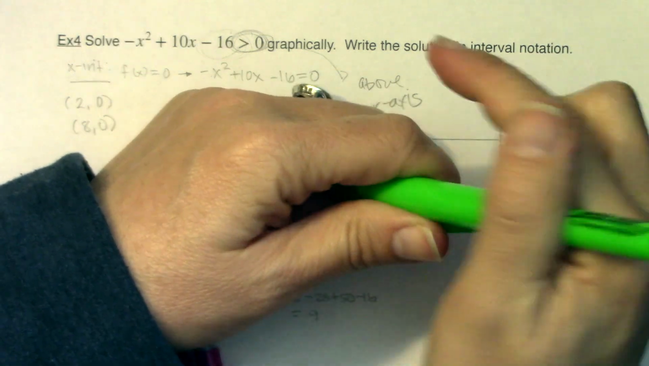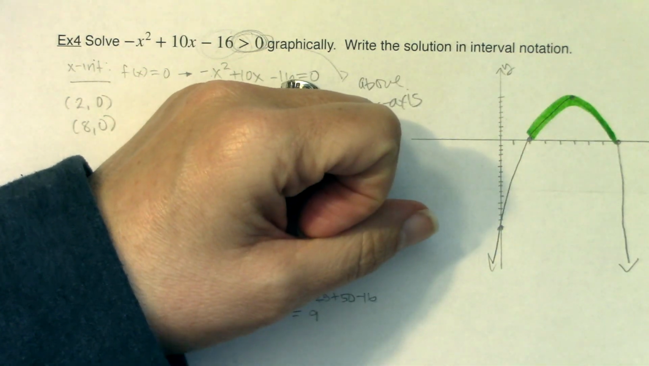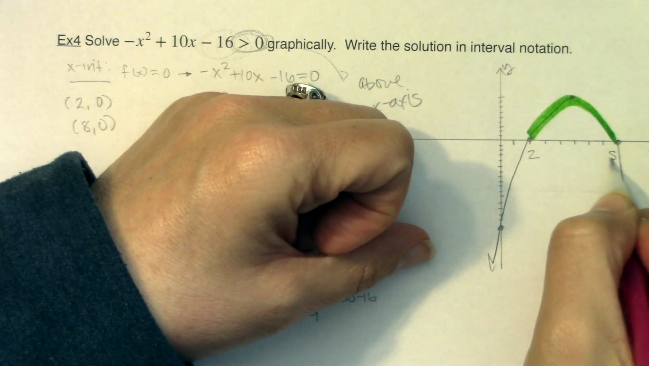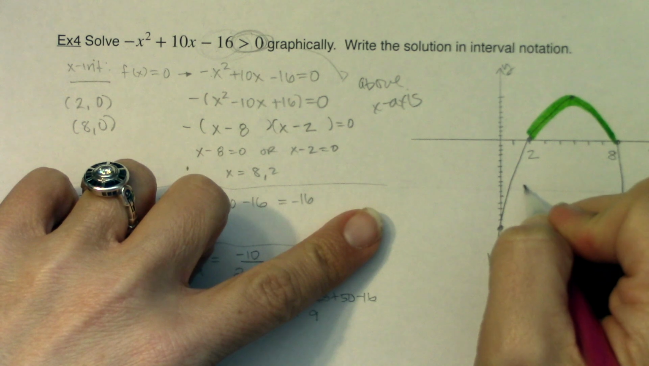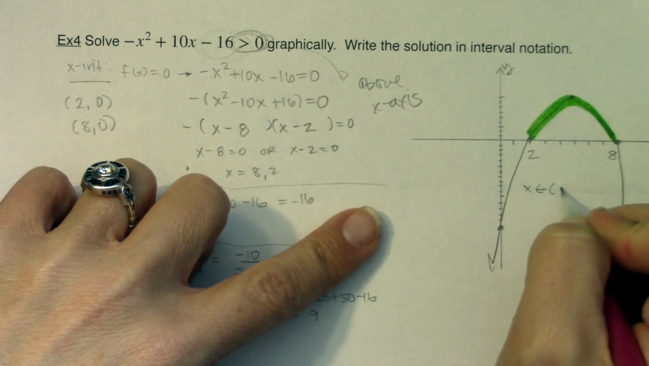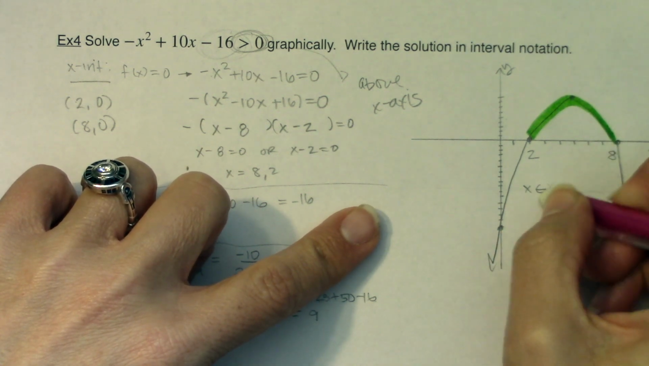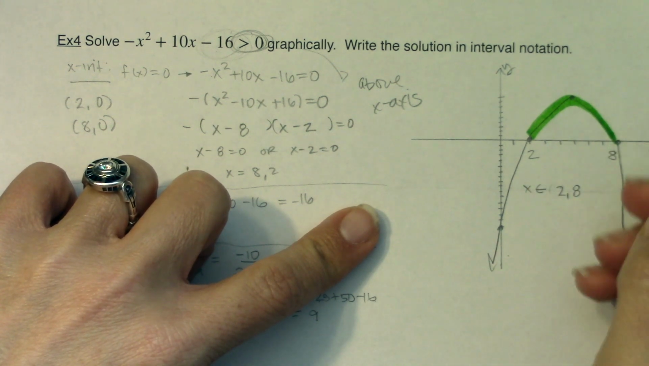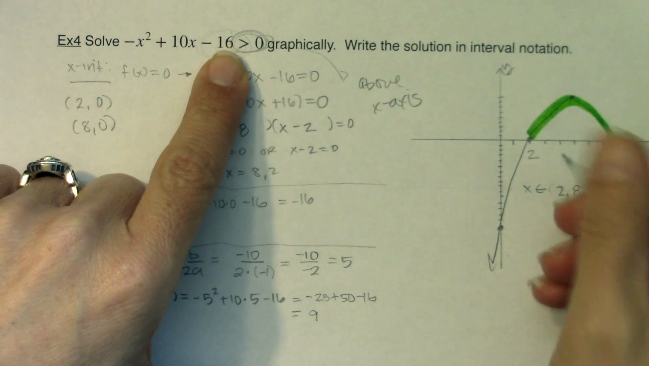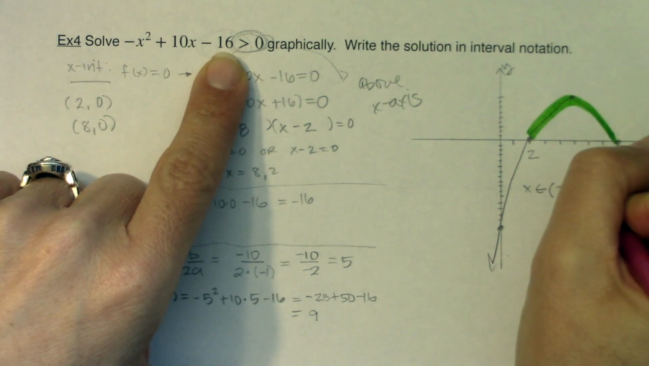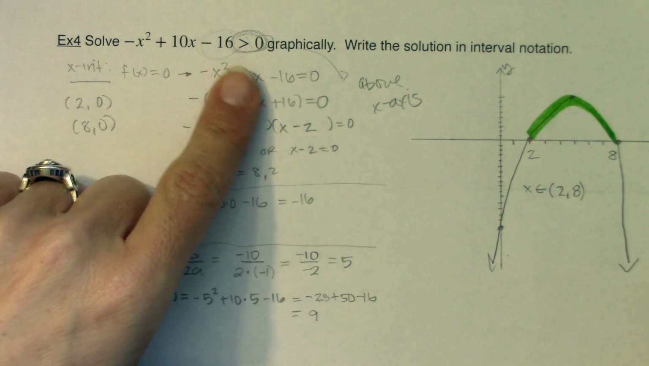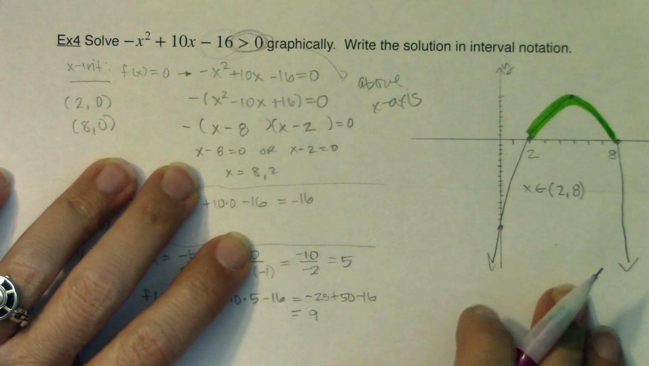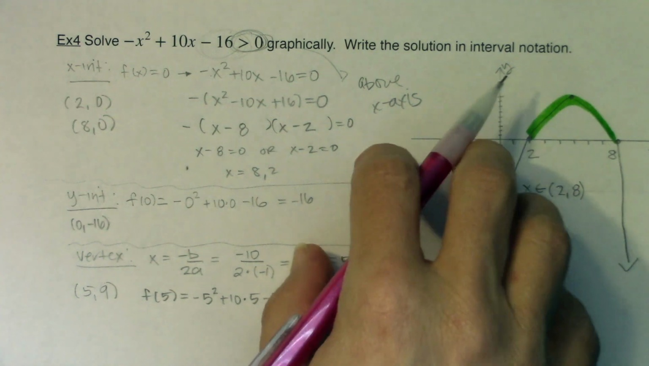And when you write up your intervals, you only write up the x coordinates. It started at 2, ended at 8. So what I want to say is x can be anything from 2 to 8. Let me write that. For this particular problem, I want parentheses because I do not want to include the 2 and I do not want to include the 8.